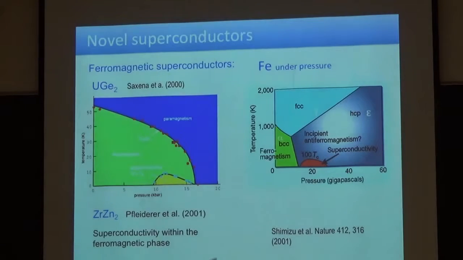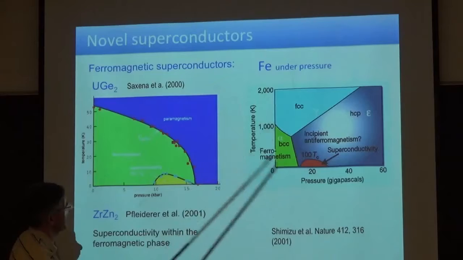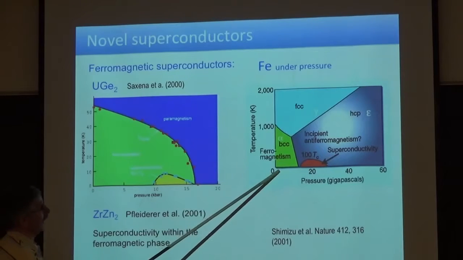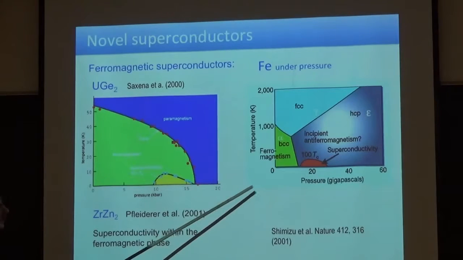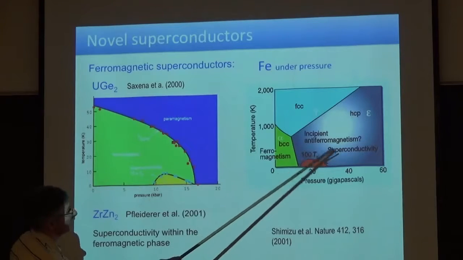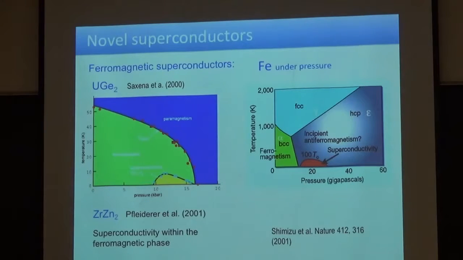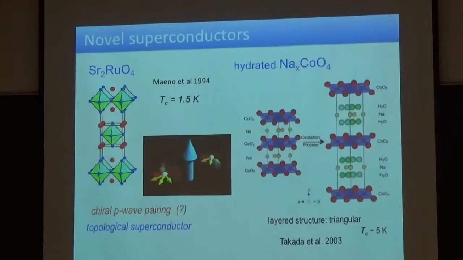Also another ferromagnet becomes superconducting under pressure, that's iron. But actually it's not superconducting in the ferromagnetic phase. You change the structure, and so you get superconductivity in a different crystal structure, which is not ferromagnetic, but may have strong antiferromagnetic fluctuations. Well, this is also something which has interested people in the last 10 years.